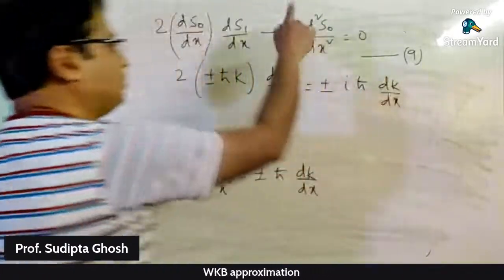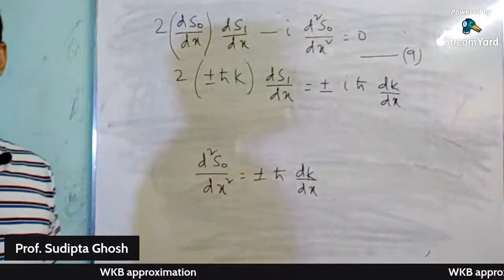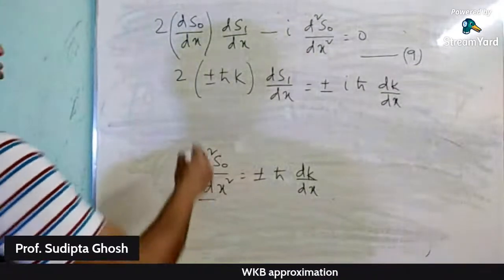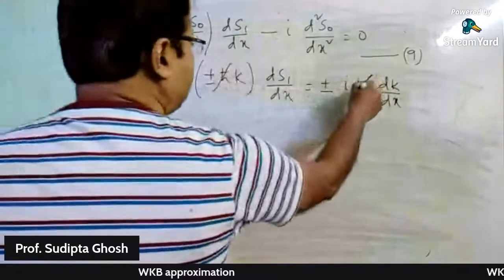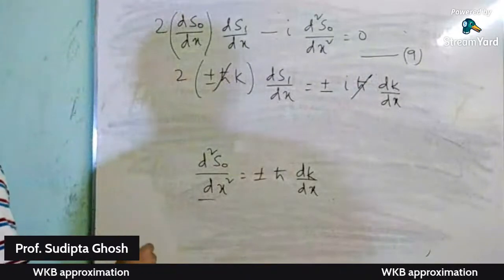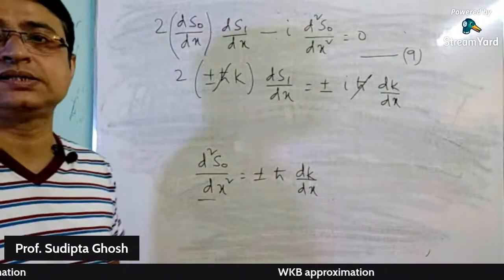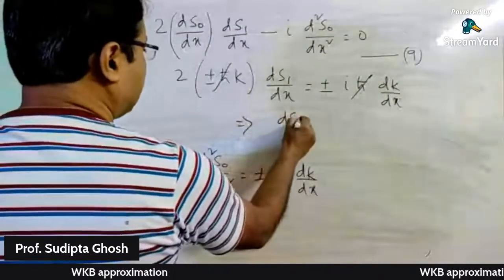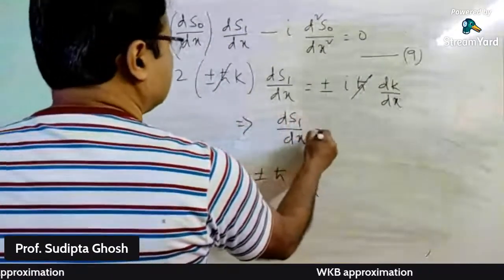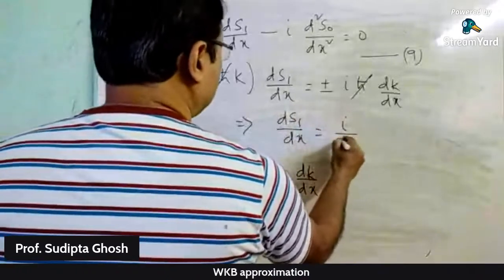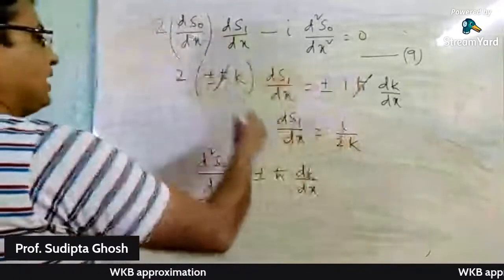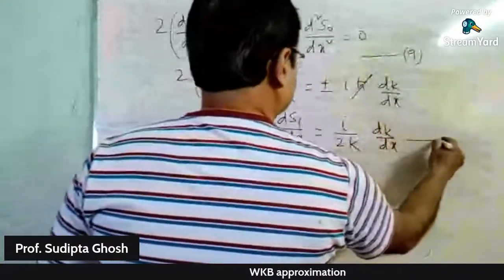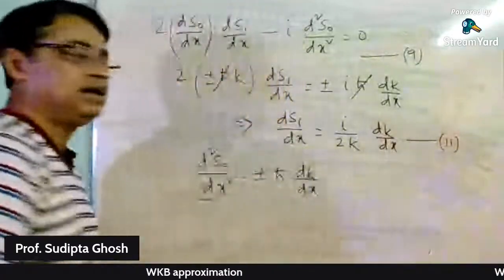So here I am putting the value of d²s0/dx² from here. So what happens? I can remove these ħ terms from both sides. I can remove that plus minus term. So I get ds1/dx equals i by 2k, i by 2k dk/dx. So this is my equation number 11.